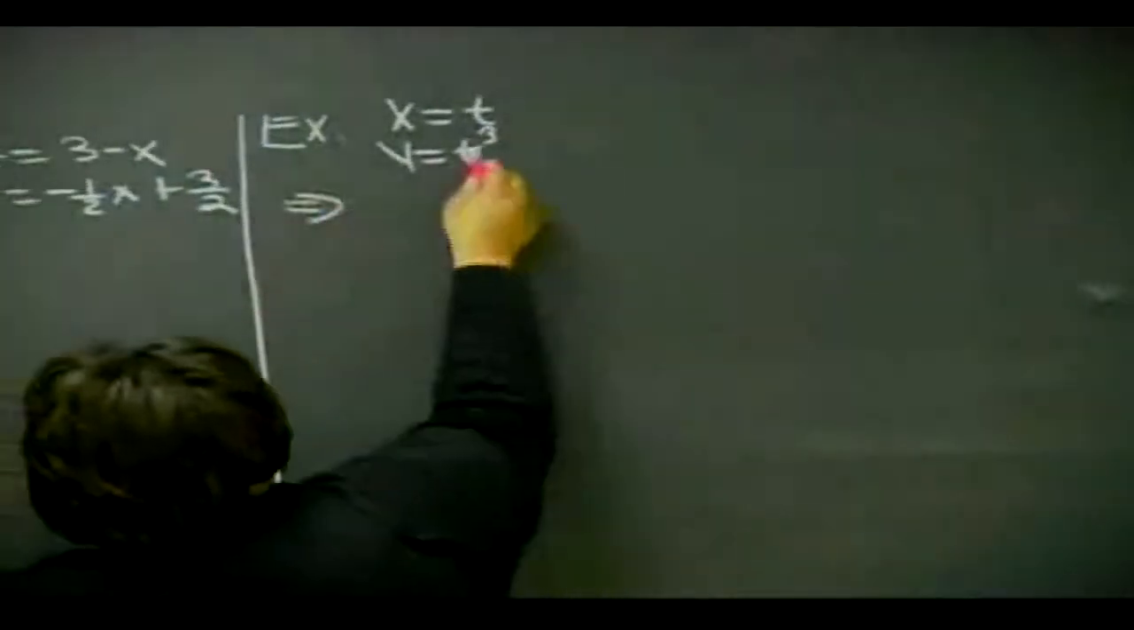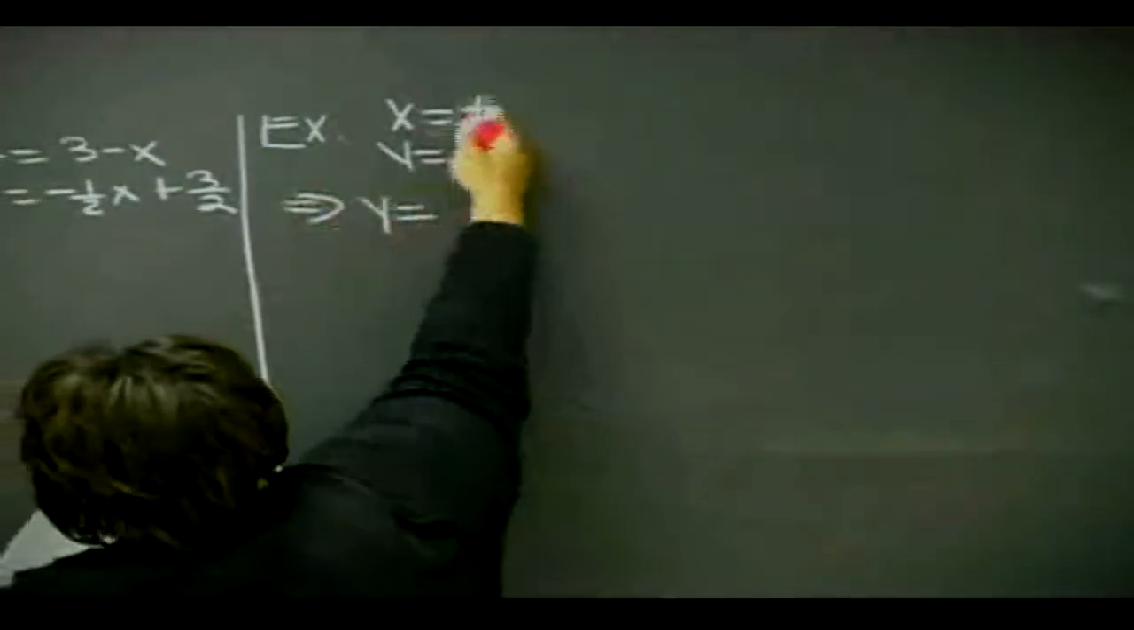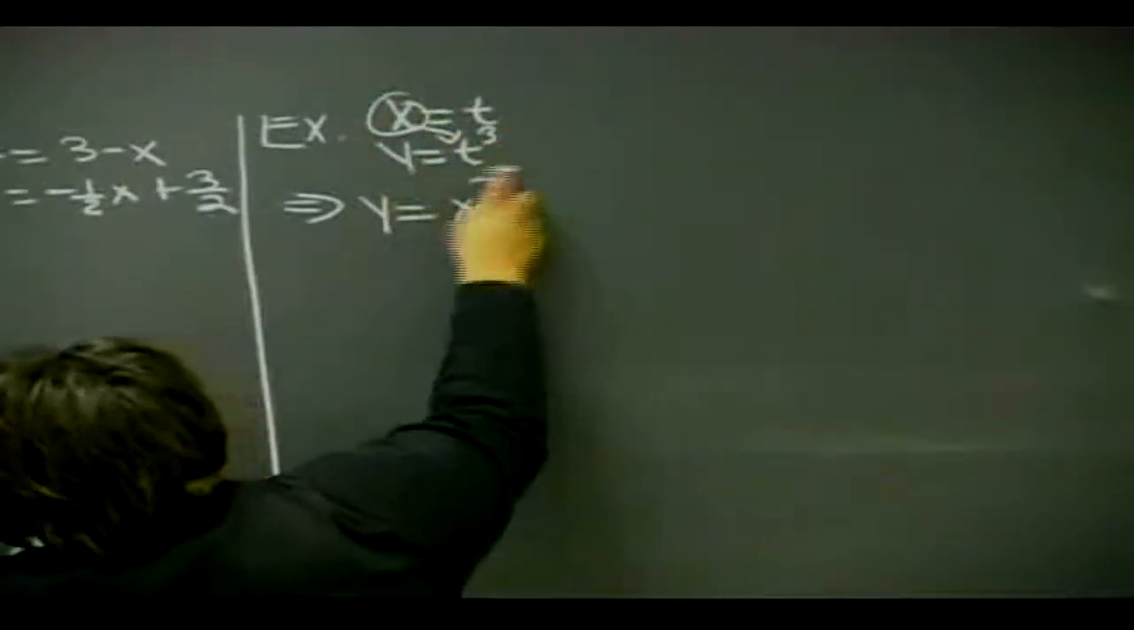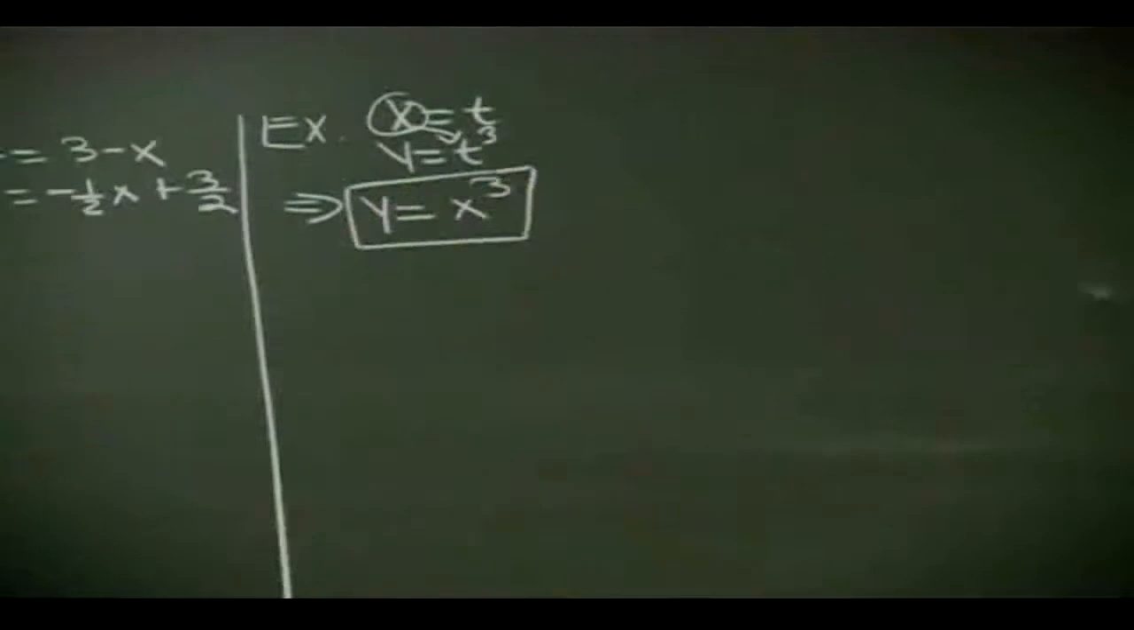Look at another one. This is a pretty straightforward one. x equals t, y equals t cubed. So one is already solved for t, so I put it here. y equals x cubed. Pretty straightforward. Any questions so far?